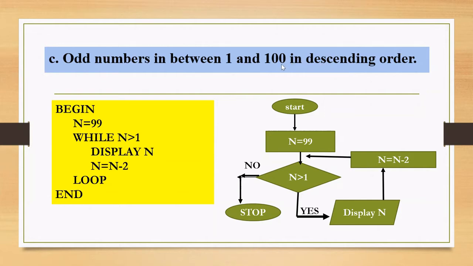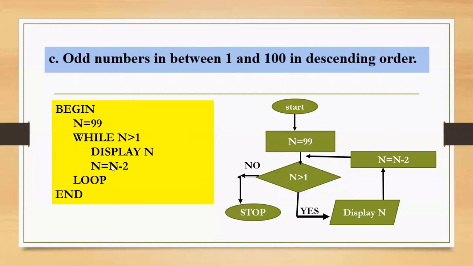Right? So in descending order, that is very important, right? Okay, so what should be the starting point? The starting point should be 99, right? Okay, then 99 is assigned to n. Now here, is 99 greater than 1? Yes, then 99 is displayed normally.